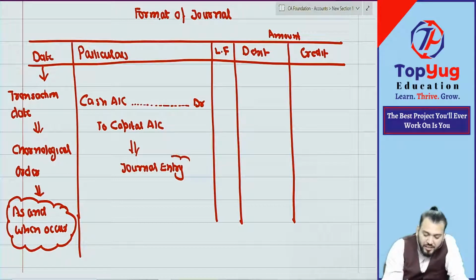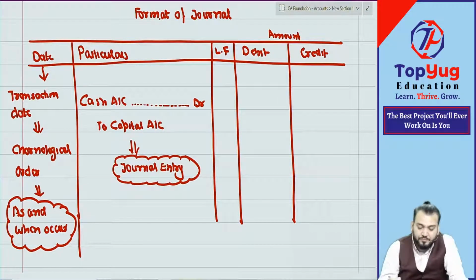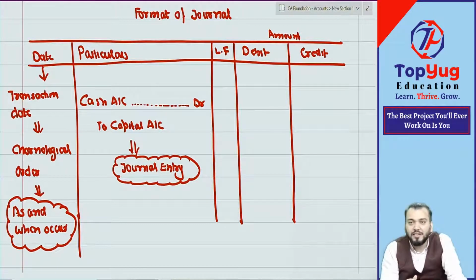I hope you are understanding. This is known as what? Journal entry. Correct? Got it? Correct. Now, cash account debited to capital account. This is the way of writing.